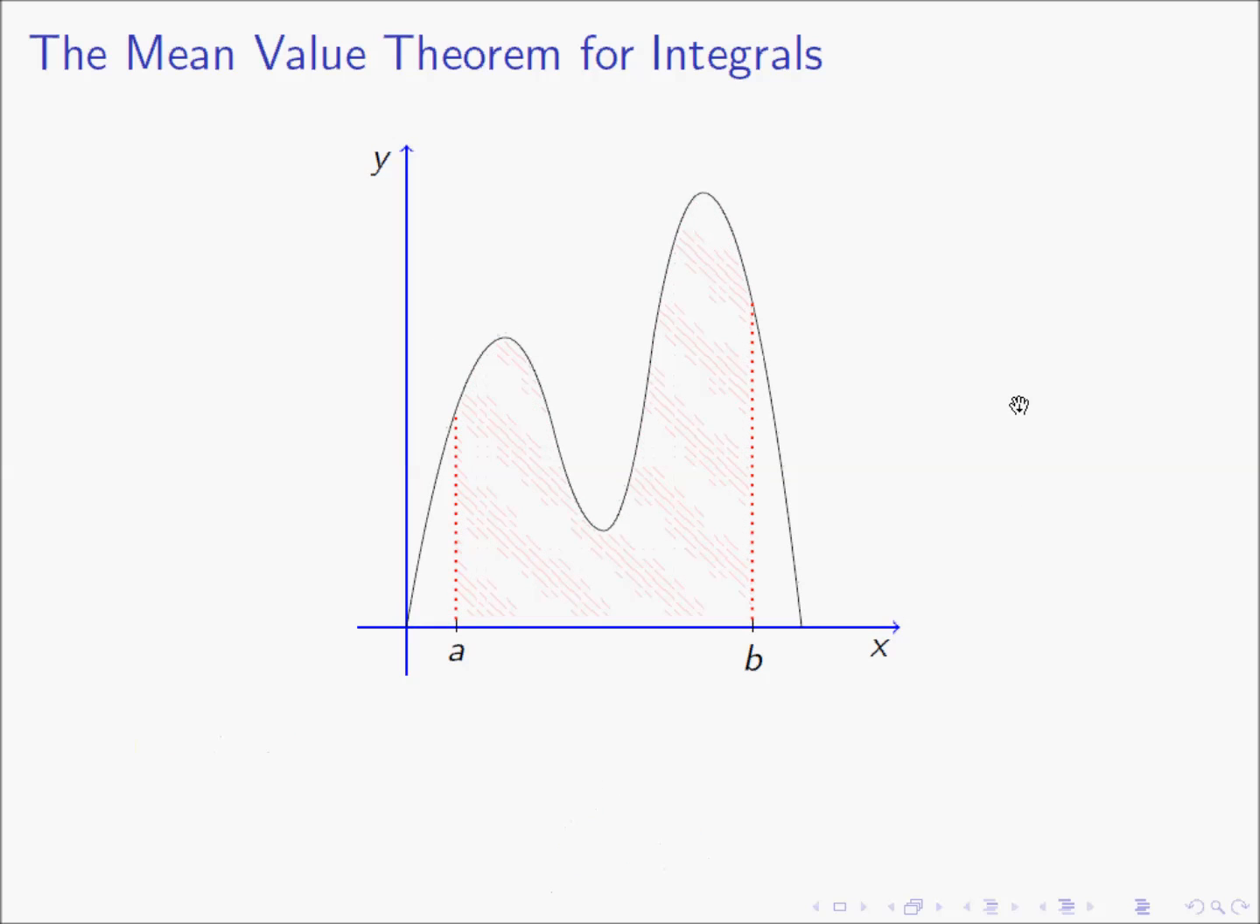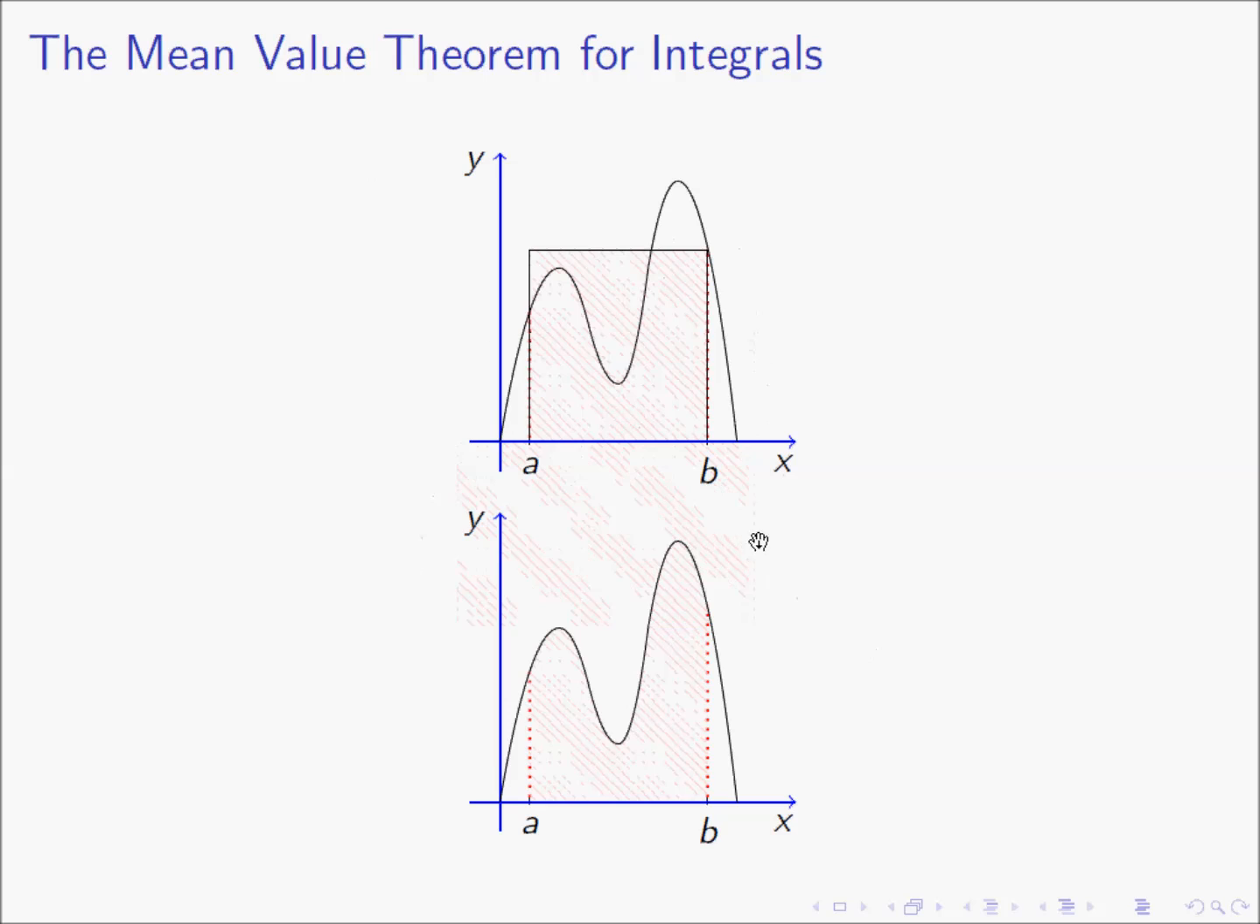So now, what the mean value theorem says is that if you start taking rectangles like this one, if you take this rectangle of base equal to this segment, that is b minus a, and you keep increasing the height like this, you will reach a point at which the area of this rectangle will equal the area under the curve. There will be a point at which these two areas will be the same. That is, the area of this rectangle equals the area under the curve.